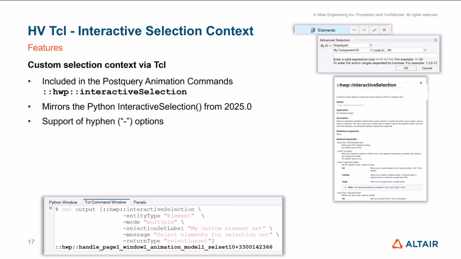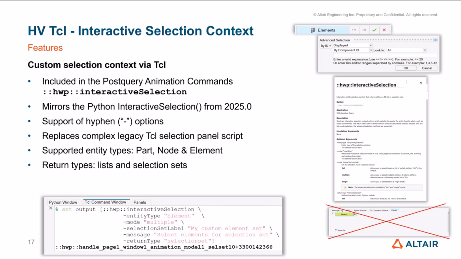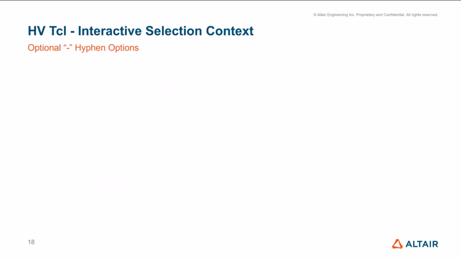We support hyphen options, so full flexibility there. And this replaces this complex legacy TCL selection script, which maybe many of you are aware of. And we support part, nodes, and elements. And we can also define what will be returned, if it's a list or a selection set. And we also support the different modes, single, list, and window selection.